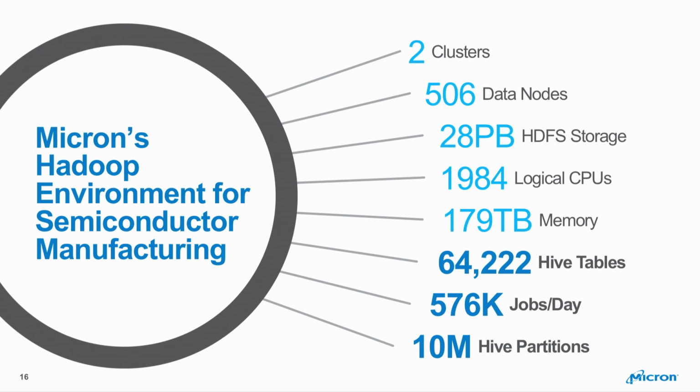So a little bit of background. We support the Hadoop clusters that support manufacturing operations. We have 2 clusters, one in North America, one in Singapore, to support our global operations. Right now they're sitting at 506 nodes, 28 petabytes of data, and we're a big user of Hive. We have 64,000 tables in our clusters and 10 million partitions. Through the cluster, we get 576,000 jobs a day, and it's a real mixed workload. A lot of it is Hive queries.